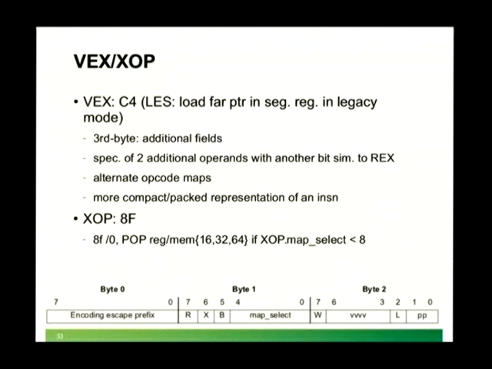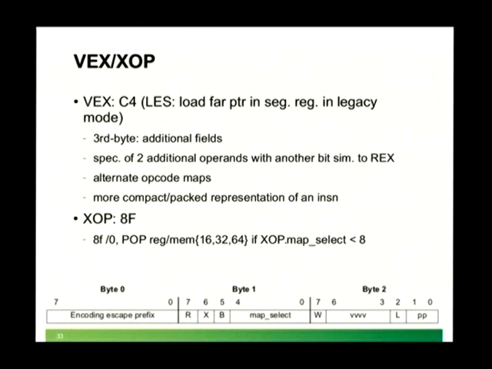Okay, and then you have the AVX prefixes. Again, you take an instruction and you recycle it. So C4 in legacy mode means load far pointer into segment register, so load far pointer into ES. But if you want to do AVX instructions, this byte gets recycled, and it means VEX now. And AVX actually has two versions. The C4 generates a 3-byte opcode, and XOP does the same thing, but there you have 8F.